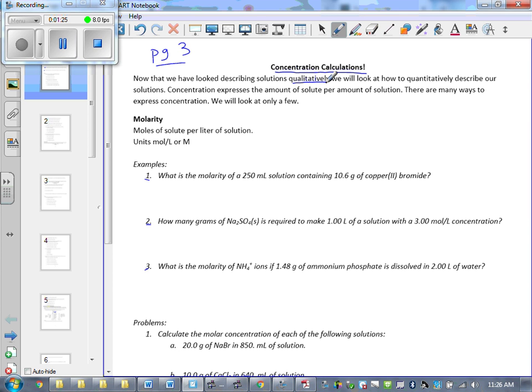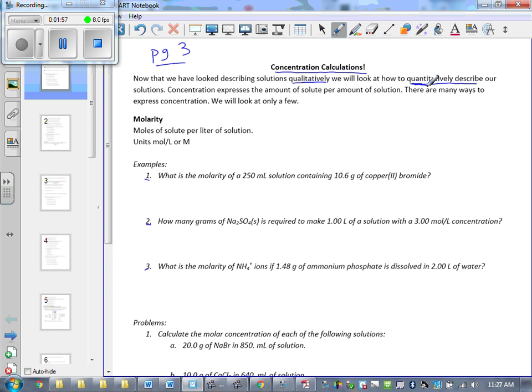Some other terms we learned. Homogeneous. We learned that we could describe our solutions as being saturated. We could describe their miscibility or immiscibility. So those are all qualitative traits. We're going to look at how to describe them quantitatively. What do you think that means? Numbers. Perfect. So we're going to be looking at amounts or quantities.